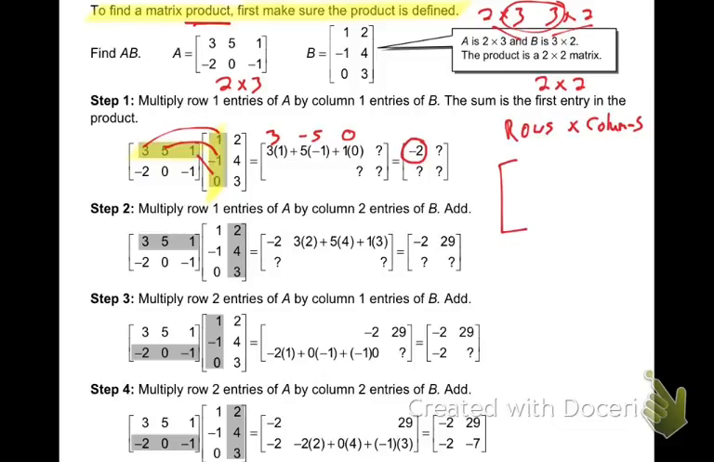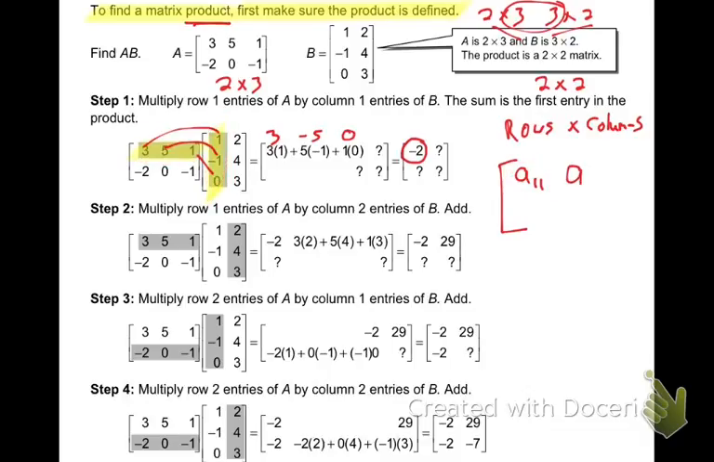Well, yesterday we talked about entries, right? What is the first location called? That's entry 1, 1. What does the 1 and the 1 represent? Row 1, column 1. So how do I get this number? By multiplying the first row by the first column. Same thing with matrices here.